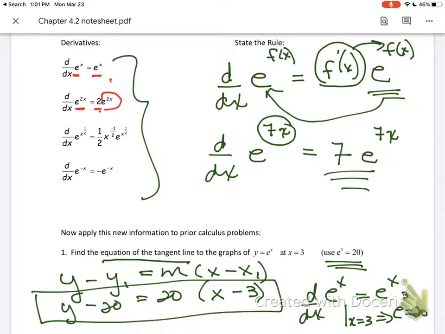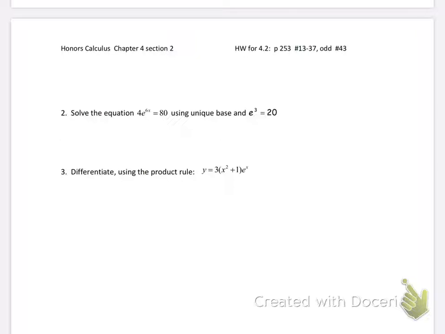Okay, let's go on to the next page. Here it says solve the equation 4e to the 6x equals 80. So this is similar to what we did in 4.1 as well. You should try to isolate your e to the 6x by dividing both sides by 4. That's going to give me e to the 6x equals 20.